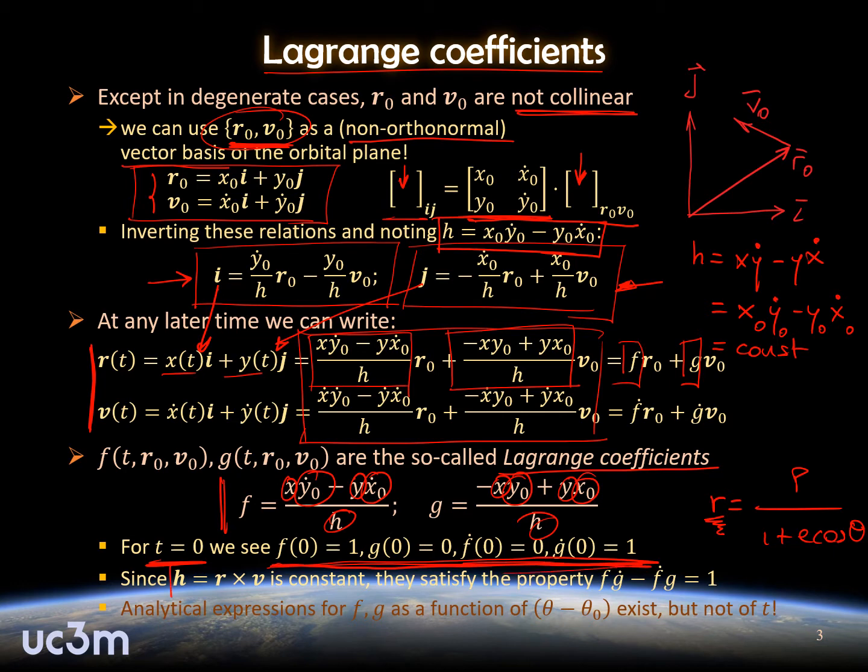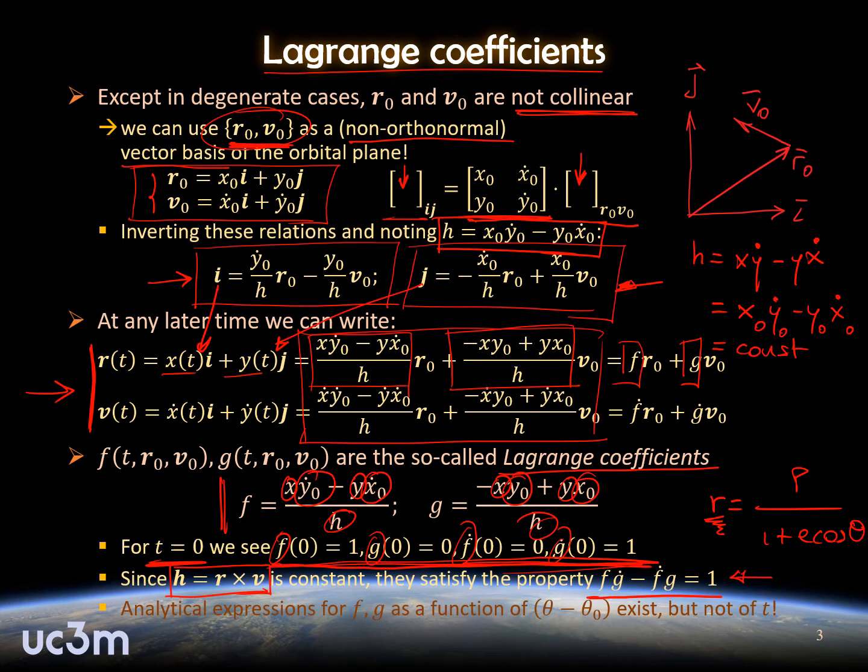Moreover, since we have to keep the constraint that the angular momentum vector is constant at all times, and in particular the magnitude of this vector is constant at all times, if we compute the cross product of these expressions, we will find that f g dot and f dot g have to satisfy this. So the difference between these two has to be always equal to 1. That means that of these four values, f, g, f dot, and g dot, one of them is not independent. It depends on the others through this constraint.